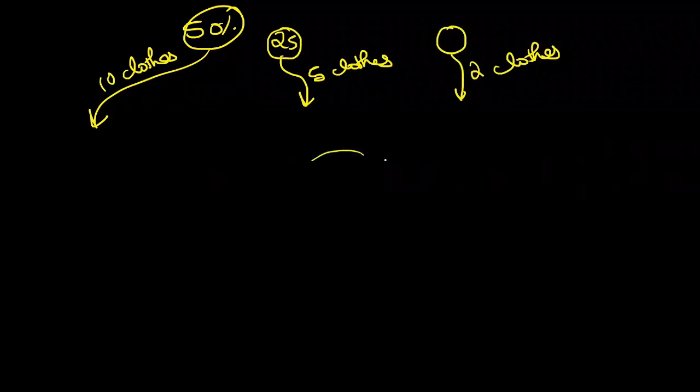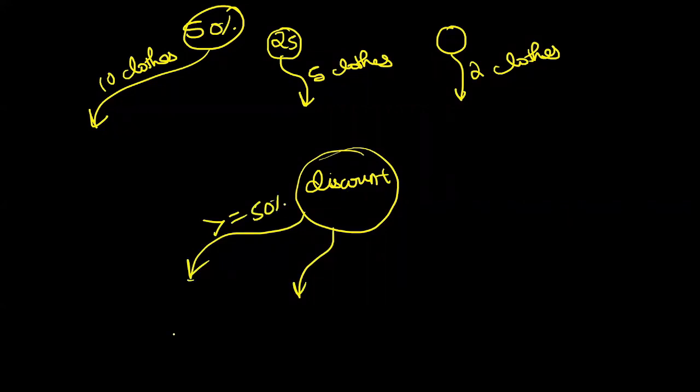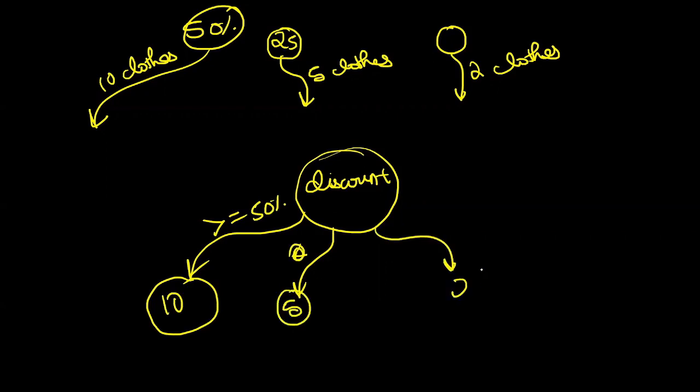So when you go to the supermarket, you will look at the discount that is being given. You will look at the sale percentage, or what discount is being given at the store. You will evaluate the discount condition. Depending on different situations, if the discount is greater than or equal to 50%, you will respond differently and buy 10 clothes. If the discount is less than 50 but greater than or equal to 25, then you will buy maybe 5 clothes. And if there is no discount, then you will only buy 2 clothes.